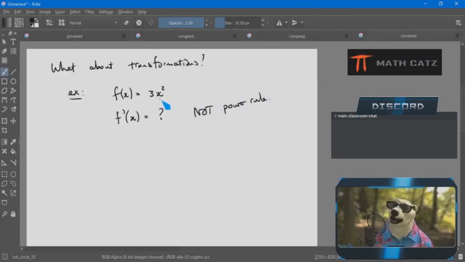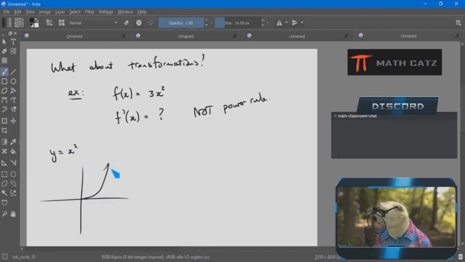Yes, this function that I have here is very similar. It's certainly related. It's a transformation of x squared. It's not x squared. The power rule is not immediately applicable. However, it's also not far off. If I look at x squared, and I graph a little parabola here, there it is, a little flat.